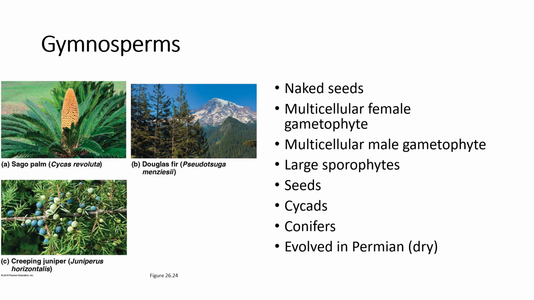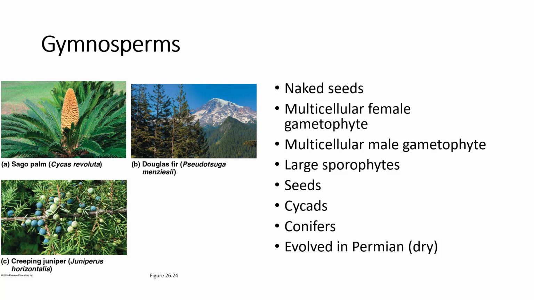They are also, the cycads and conifers are also types of gymnosperms, as well as some more rare plants like Welwitschia that you may look at briefly in your book. Gymnosperms evolved in the Permian when times were dry, and a lot of the adaptations of these plants are holding in water and protecting their water.